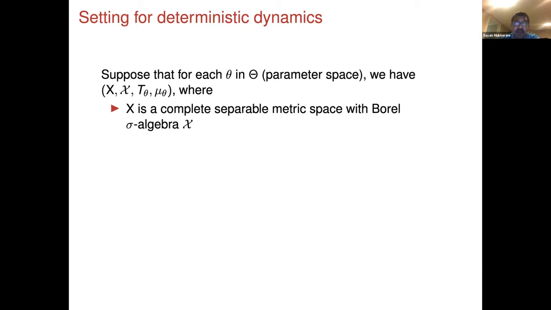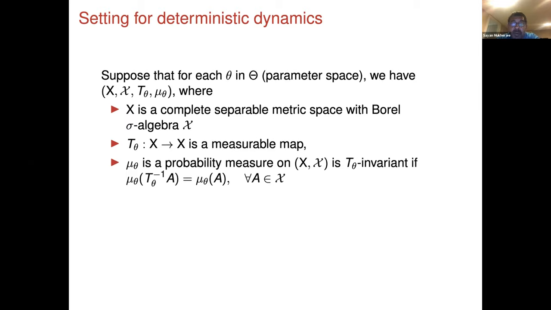T are my dynamics, and they're indexed by theta. So each theta is a different dynamic. You can think of this as a family of dynamical systems. It's a measurable map. Mu sub theta is an invariant measure, so it's invariant with respect to T sub theta. That's the concept that I want to state.